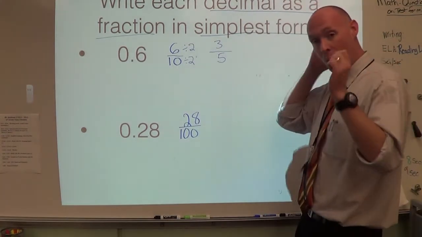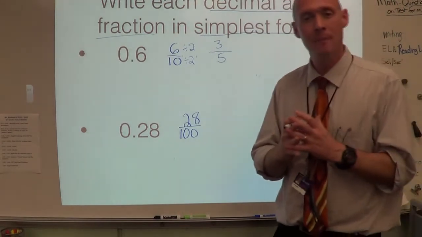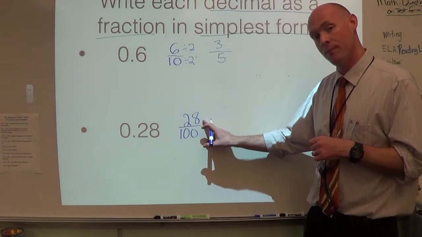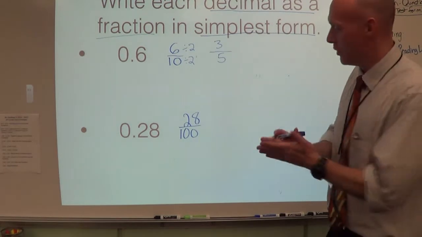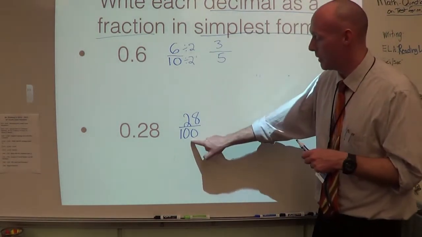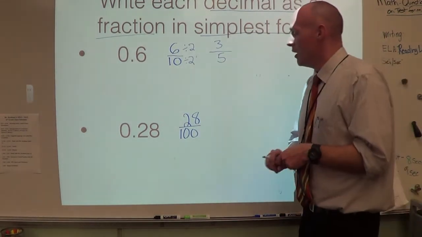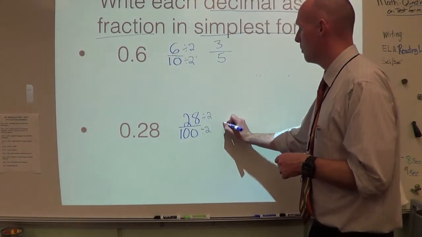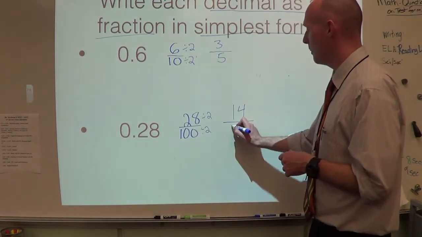But if your brain works like my brain, and you're trying to think 28 and 100 and you just can't think, my suggestion is, see if they're both divisible by 2. And if they are, you can keep dividing down further and further. So, let's look. Are they both divisible by 2? In fact, they are. How do I know? Because they're both even numbers. Remember, even numbers are divisible by 2. So let's divide 28 divided by 2, and 100 divided by 2. Perfect. 28 divided by 2 is 14, and 100 divided by 2 is 50.